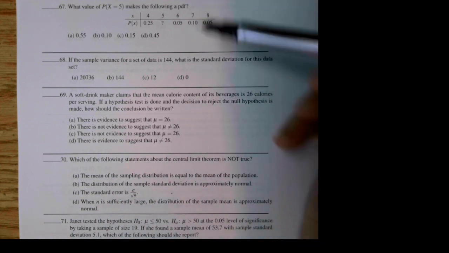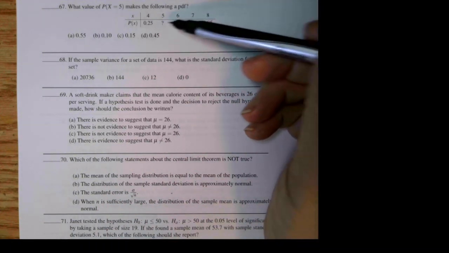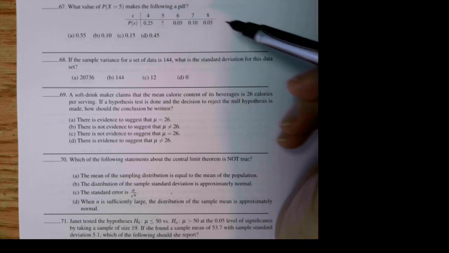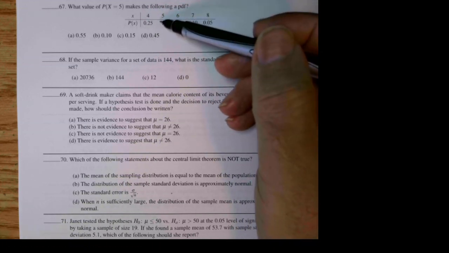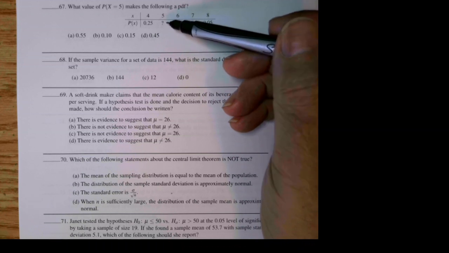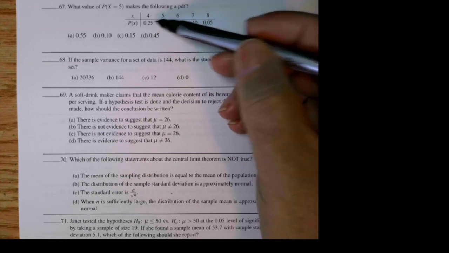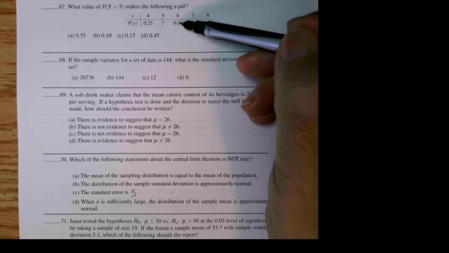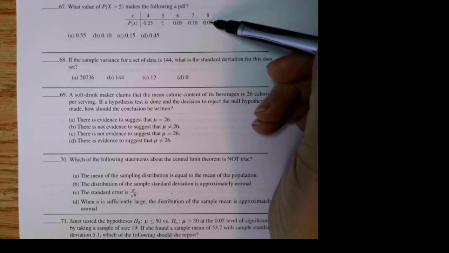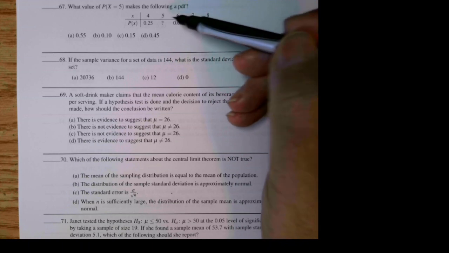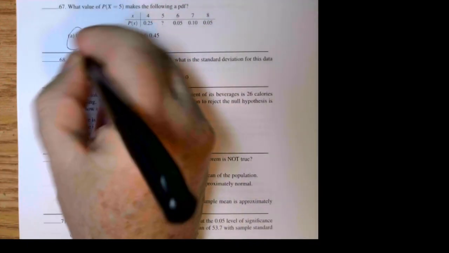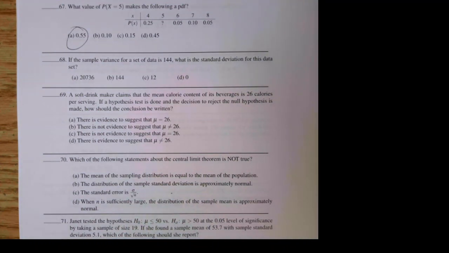67. What value of the probability of x equals 5 makes the following into a PDF, the probability distribution function? Well, what do you need? You need all these values to be between 0 and 1 inclusive, and you need all of them to add up to 1. So the probability x equals 5 has to be whatever would make all these guys add up to 1. Let's see here, 0.25, 0.3, 0.4, 0.45. So all these guys add up to 0.45, so we need 0.55 there for the probability x equals 5.